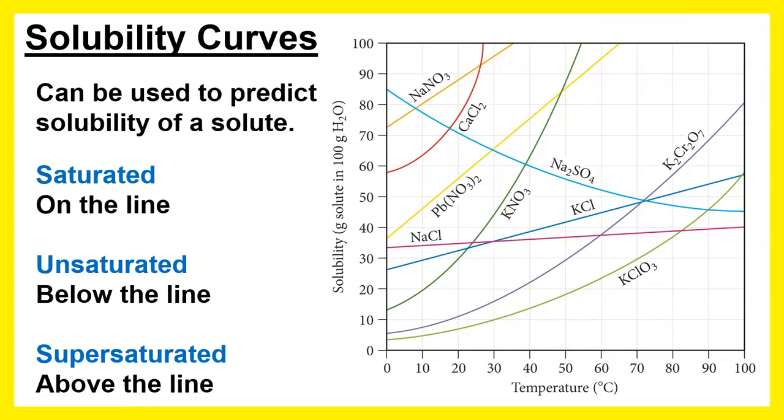Now let's think about making our supersaturated solution. Let's say I want a supersaturated solution of potassium chloride. Let's use the dark blue line here.